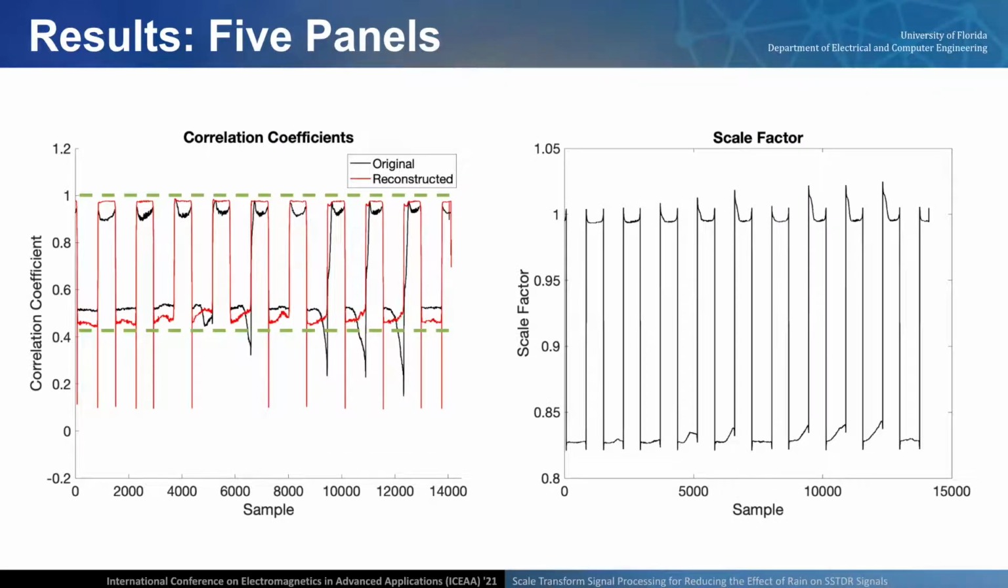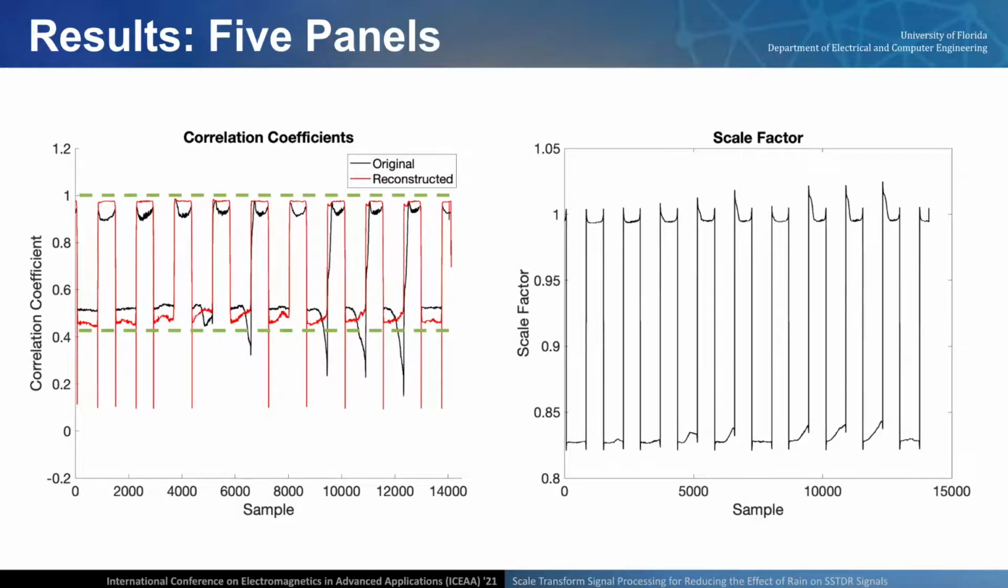Now we move on to the 5-panel data. Remember, for the 5 panels, we're working with ideal conditions. So this is day and night, normal sun, no rain conditions, anything like that. Again, we've got our 2 figures. The left figure shows our correlation coefficients with the baseline and the signals in question.